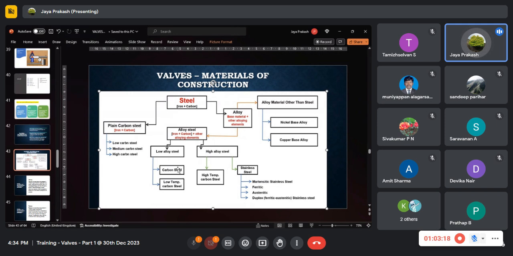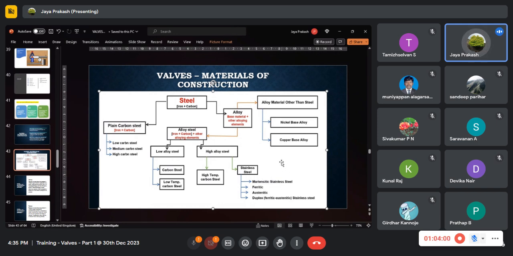Low alloy steel is mainly used for low temperature. It is mainly called LTCS, low temperature carbon steel, and high alloy steel is also called high temperature carbon steel. The only differentiation is the alloy percentage. If the total alloying material is less than 8%, it is low alloy, and if it is more than 8%, it is high alloy steel. That's all. After that, within high alloy steel, we have another category called stainless steel.